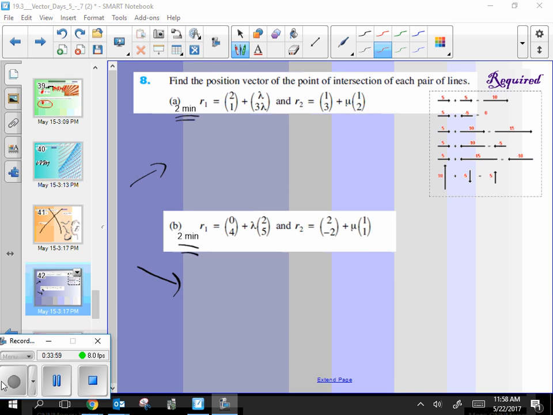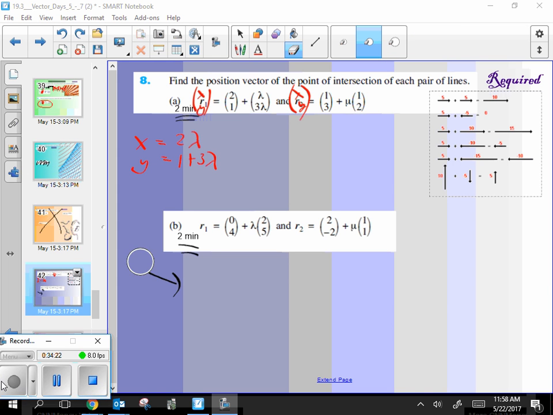Okay, I'm going to start by writing out, this is an X, that's a Y, that's an X, that's a Y, and I'll have my little parametric form of these. X equals 2 lambda, and Y equals 1 plus 3 lambda. What did I do wrong? Oh, 2 plus lambda. Thank you.